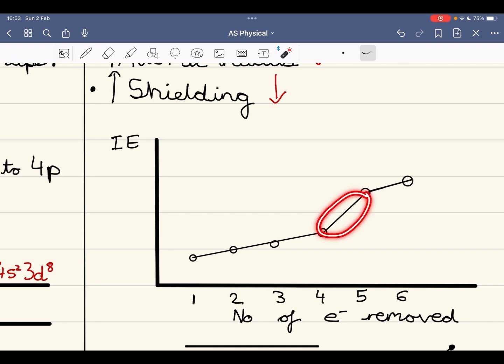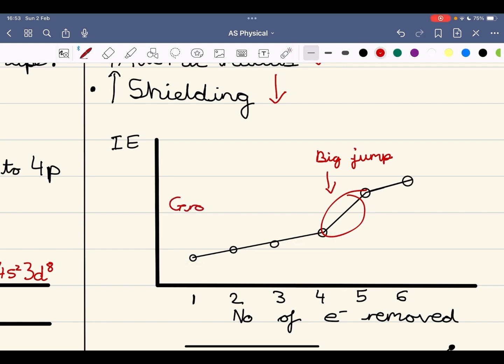Here though, there's a big jump. Okay, and the main reason for this big jump is that we move to a more inner shell, and that means that there's 4 electrons on the outside. Okay, so that means we're in group 4. So this can help us locate or identify what atom we have.